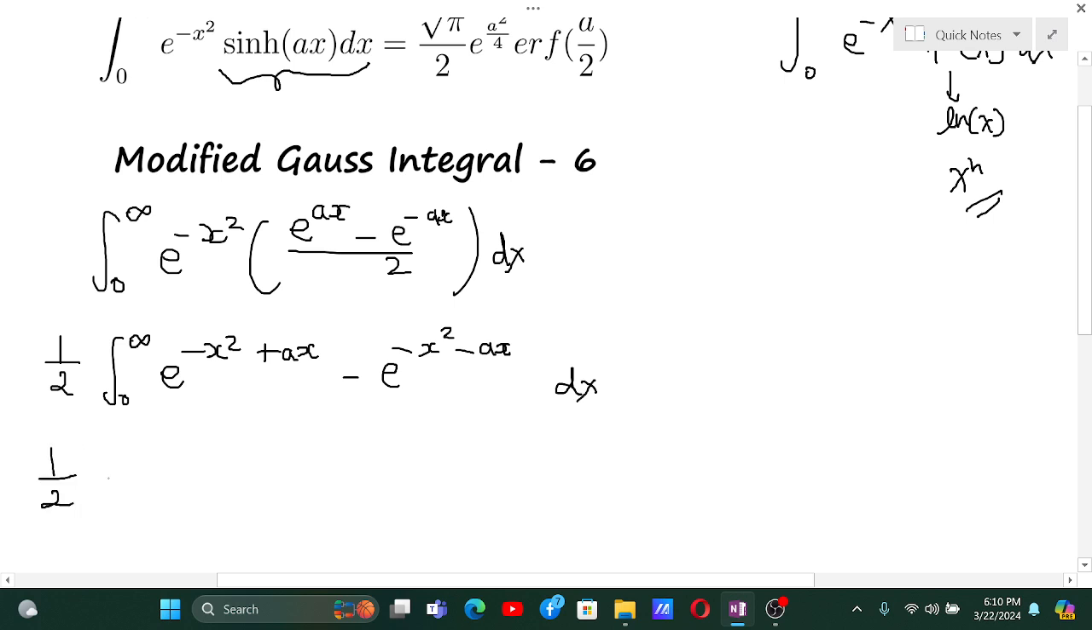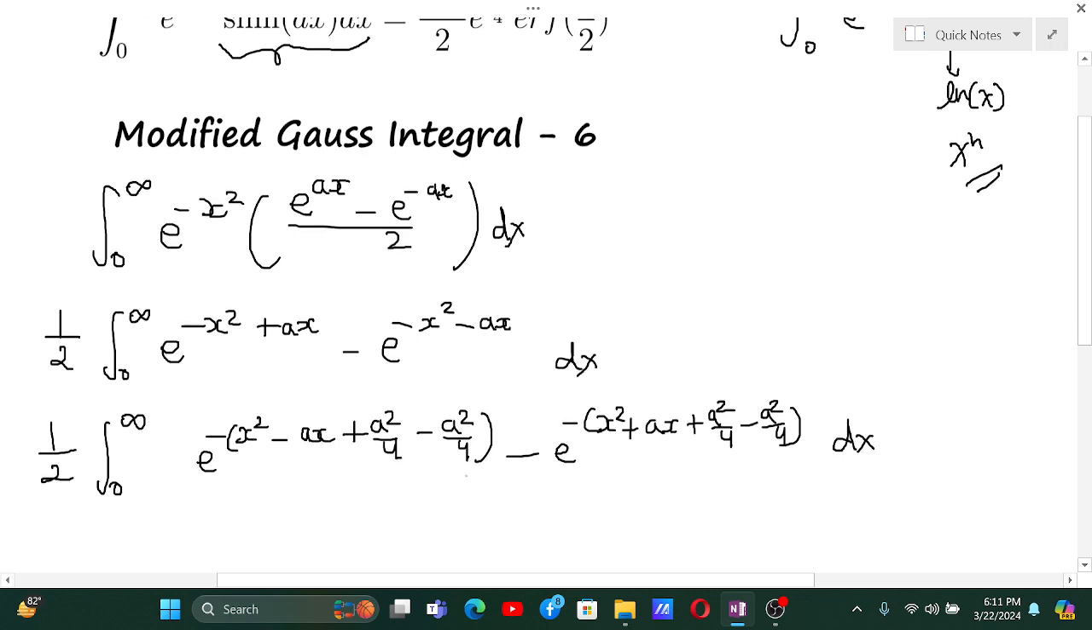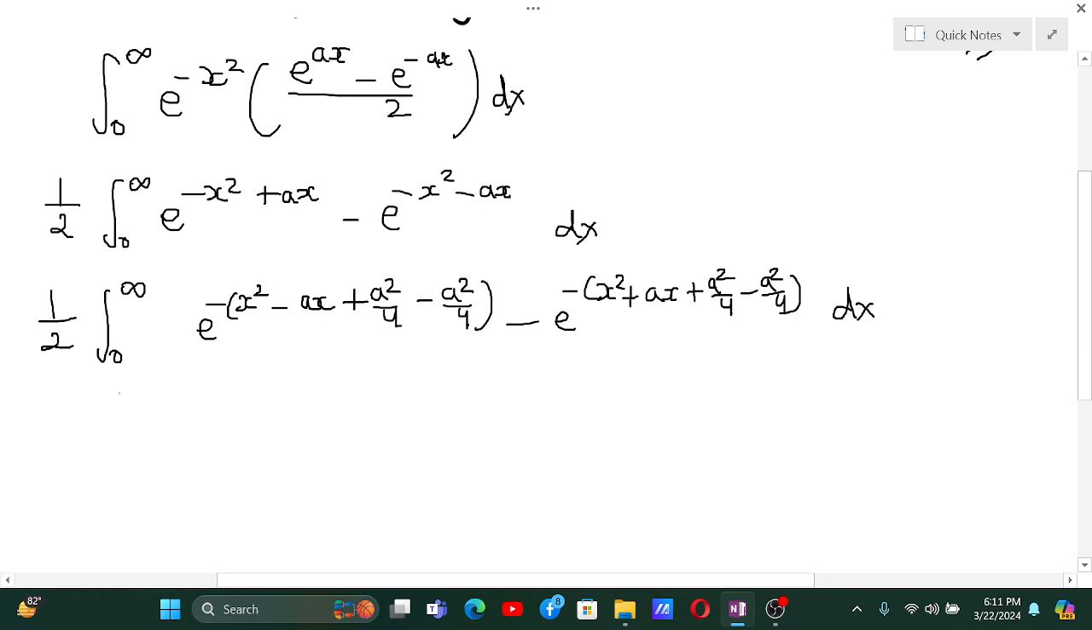Now again we can complete the square, and that will help us solve the problem. e to the power minus of x square minus ax plus a square by 4 minus a square by 4, and then minus e to the power minus of x square plus ax plus a square by 4 minus a square by 4, and then dx. Now after this we can take e to the power a square by 4 outside.